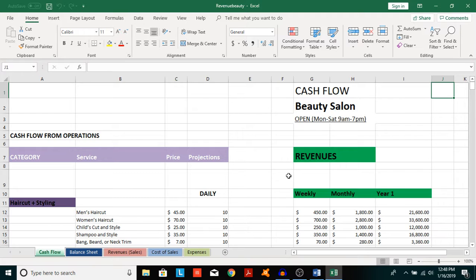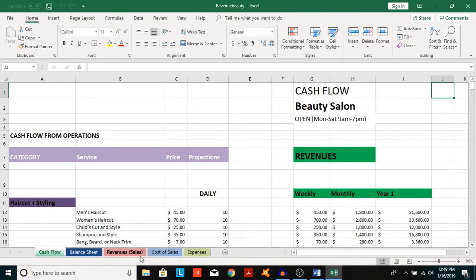With that said, we have provided you with 5 Excel spreadsheets that contain the 3 basic financial statements that are important for your small business. Those basic financials are cash flow statement, balance sheet, and your profit and loss statement.